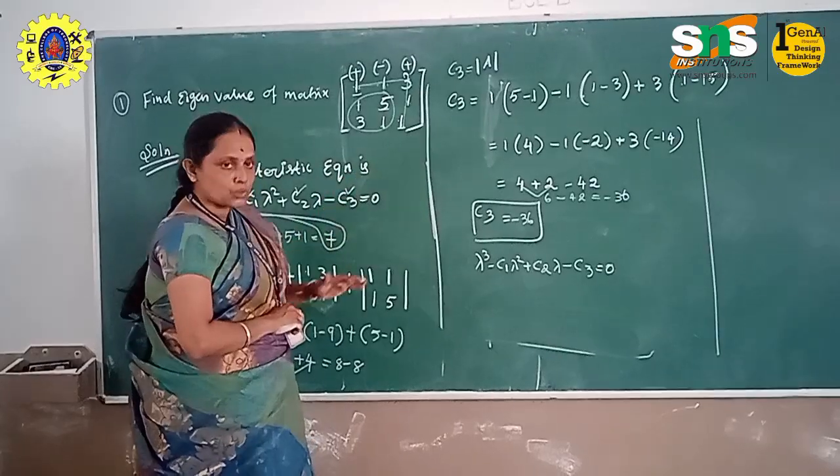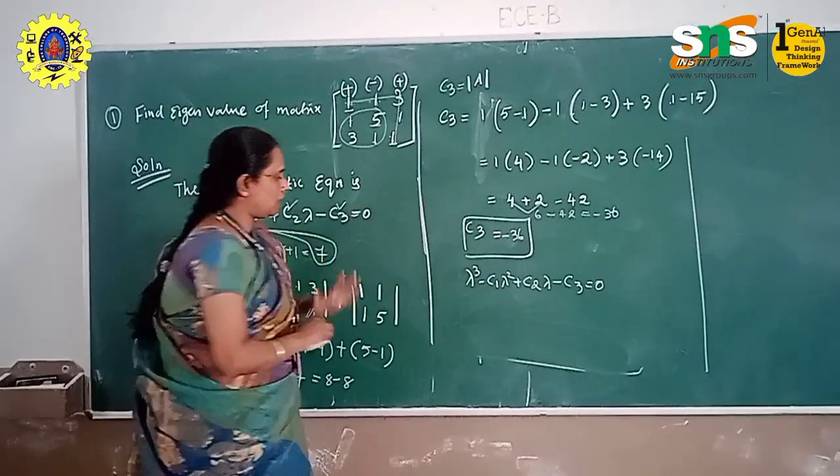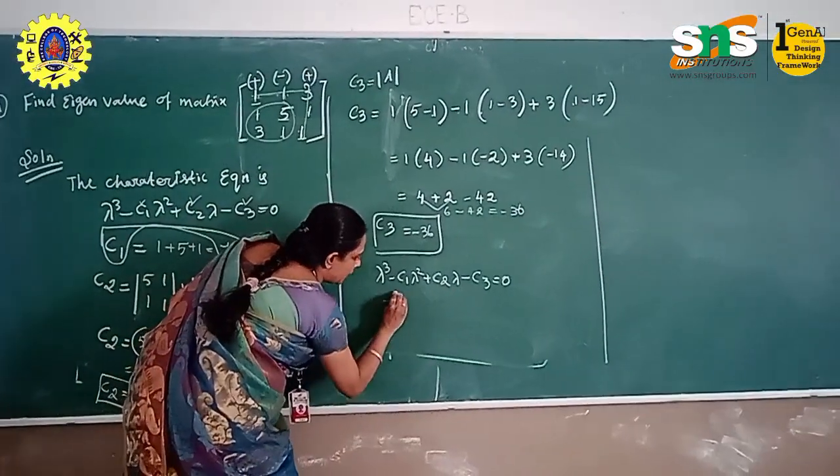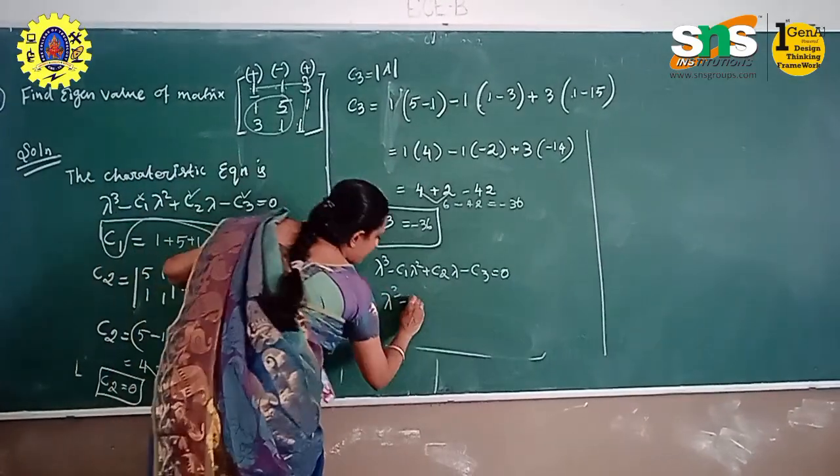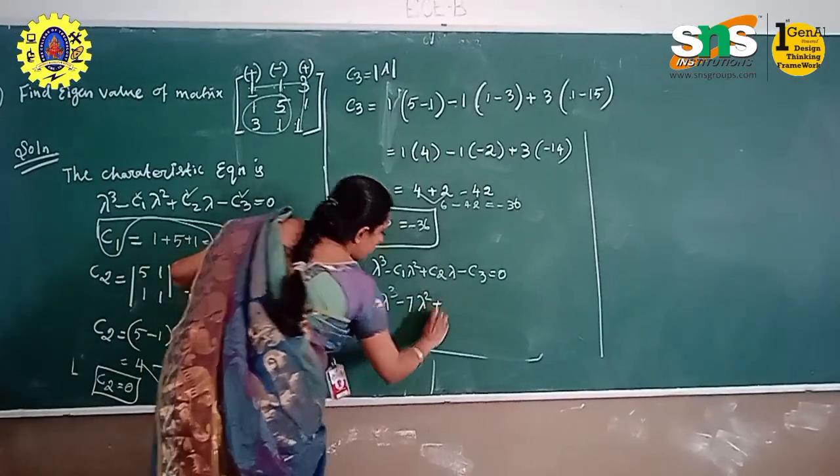We have to substitute c1, c2, c3. So lambda cube minus, what is c1? c1 is 7, lambda square. What is c2?